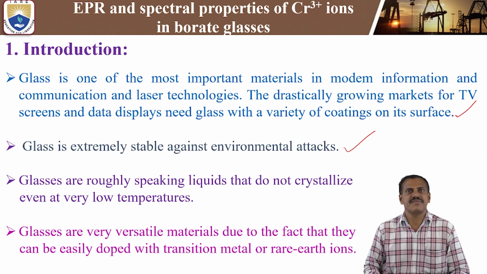So glasses are very versatile materials due to the fact that they can be easily doped with transition metals or rare earth ions. Transition metals mean chromium 3+, manganese 3+, and iron 3+. In the case of rare earth metals, there are samarium, dysprosium, erbium, terbium, yttrium. Whenever doped with transition metals or rare earth ions, we can change different glass properties and study them using glass systems.